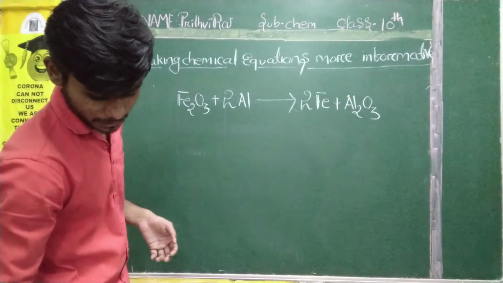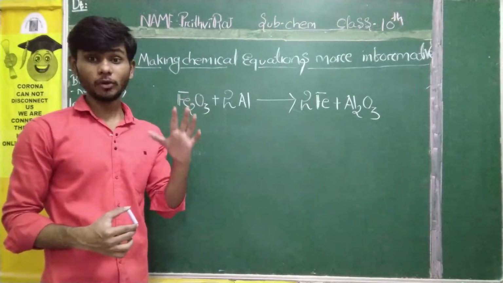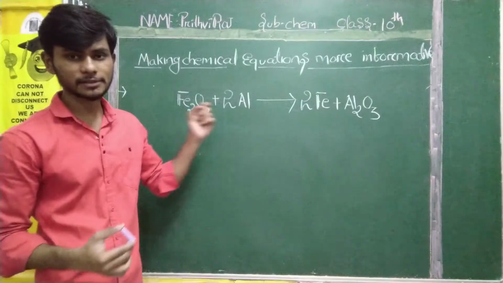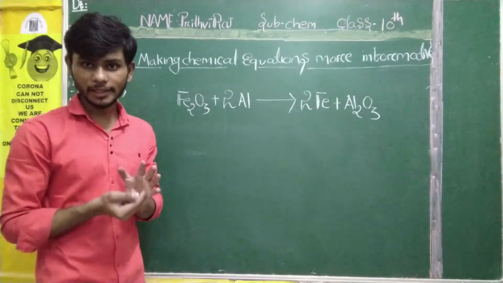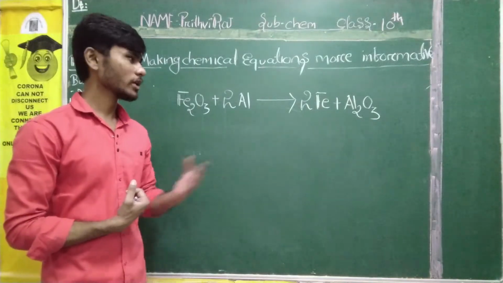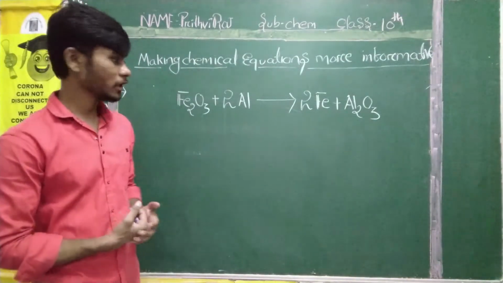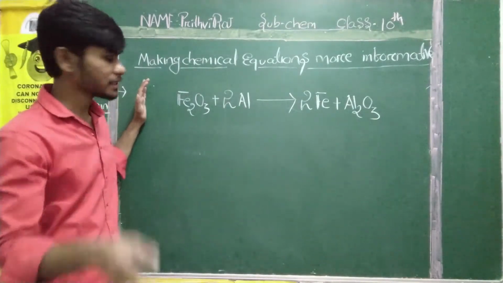What you need to remember is that before making an equation more informative, you need to always balance it. As you can see, it is all balanced. If you won't balance, it won't work. At first you balance, then you go for making it informative. So the first condition is expressing the physical state.